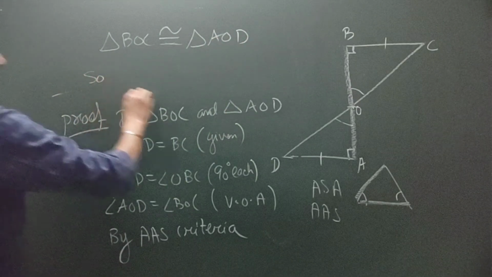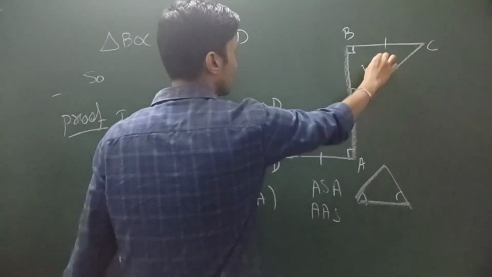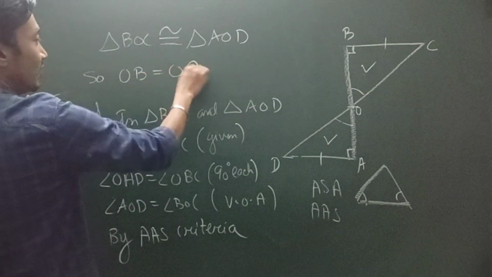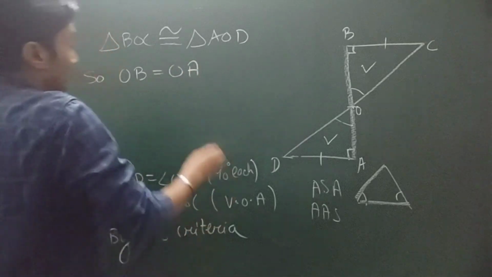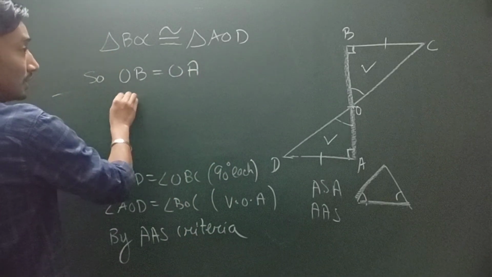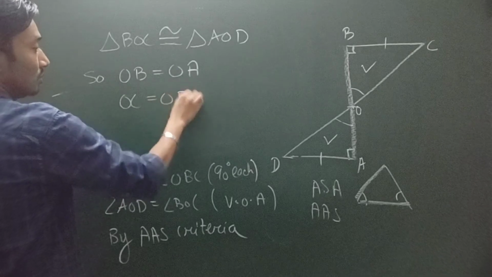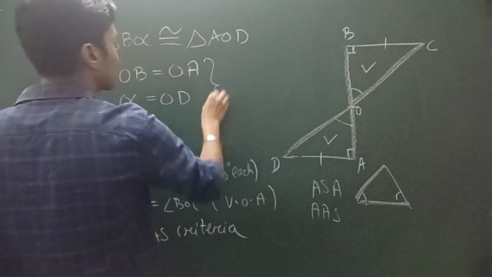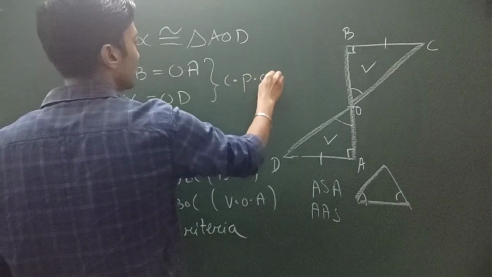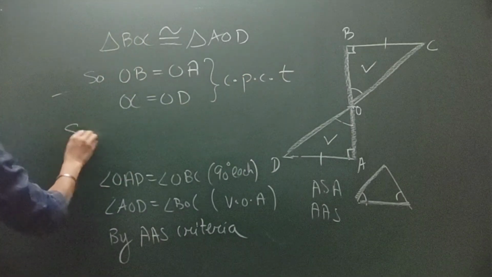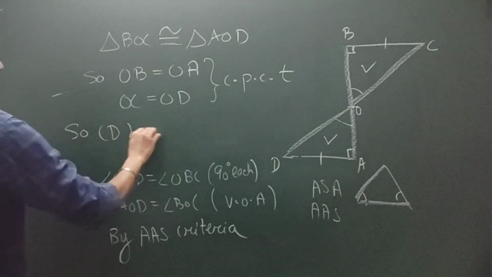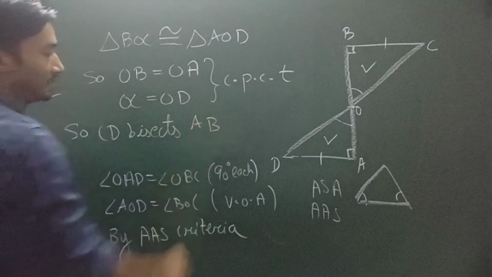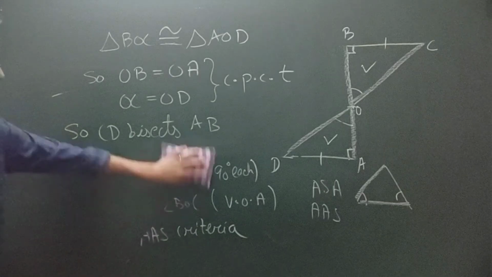So now these two triangles are congruent. That means OB is equal to OA. See, already proved. And if you wish, we can also say that OC is equal to OD, because these are corresponding parts of congruent triangles. So CD bisects AB. Simple as that.